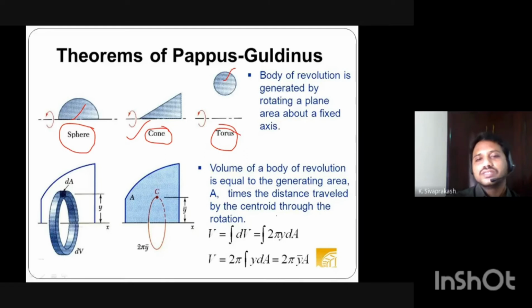According to theorem 2, the body of revolution generated by rotating a plane area about a fixed axis has volume 2 pi into y bar into A. That is the volume. Now let's move on to how to prove the second theorem.